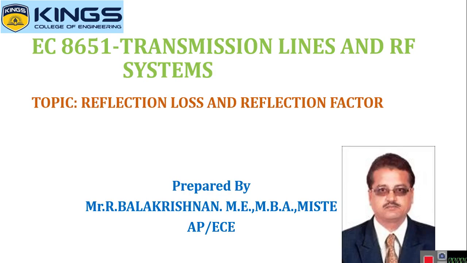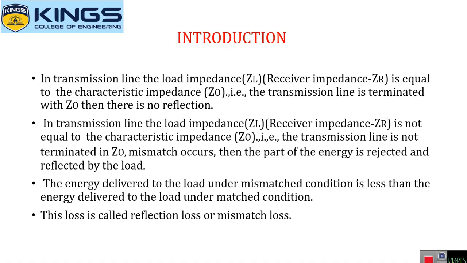Hello students, in this session we will see the reflection loss and reflection factor. We know that the electrical lines which are used to transmit the electrical waves along them are called transmission lines. We know the primary constants, R, L, C, G, so resistor, inductance, capacitor and conductance. Then the secondary constants also, Z0 and gamma, so characteristic impedance and propagation constant, we already know that.